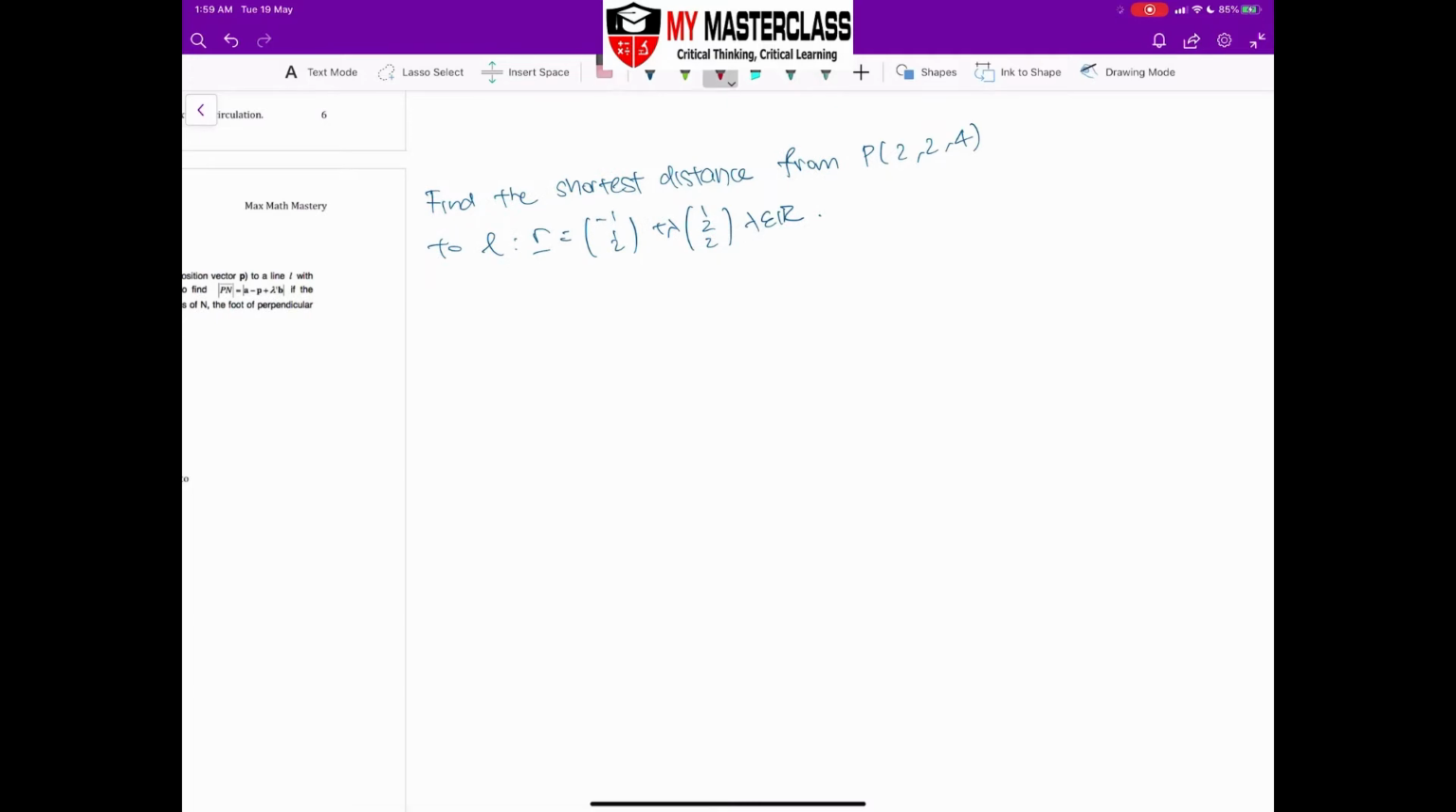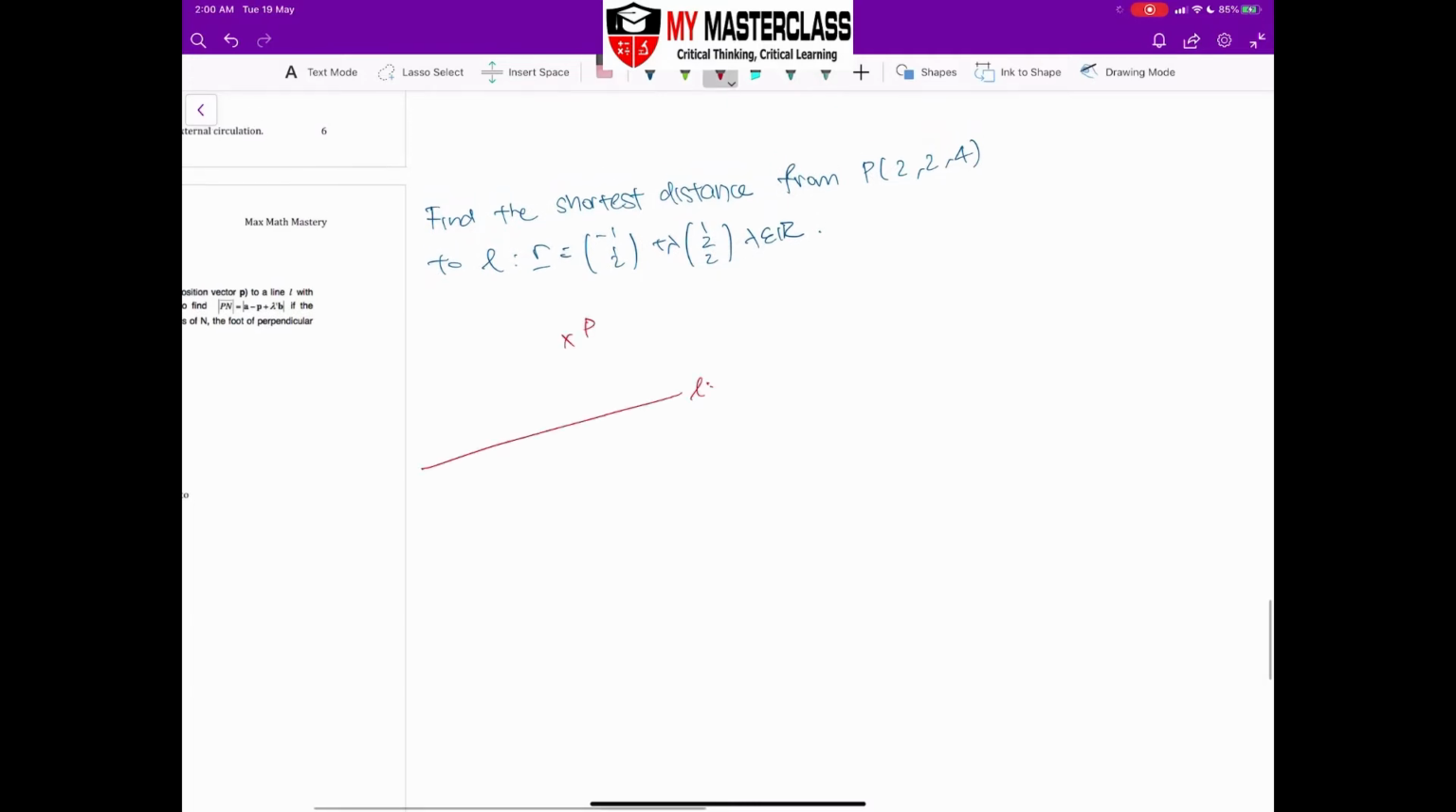If I can quickly draw out, here's my line, r equals a plus lambda d. Essentially, finding the shortest distance from a point to a line is something like finding the foot of perpendicular as well. You can quickly derive that the shortest distance from a point to a line is equivalent to finding the modulus of PF. So assuming we already found the foot of perpendicular, we can find the shortest distance from a point to a line using the modulus of PF very quickly.